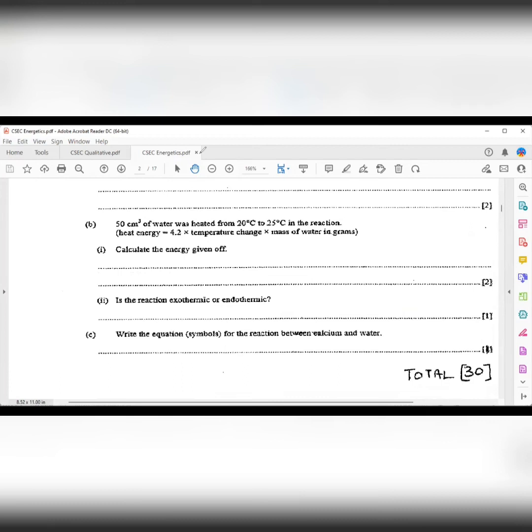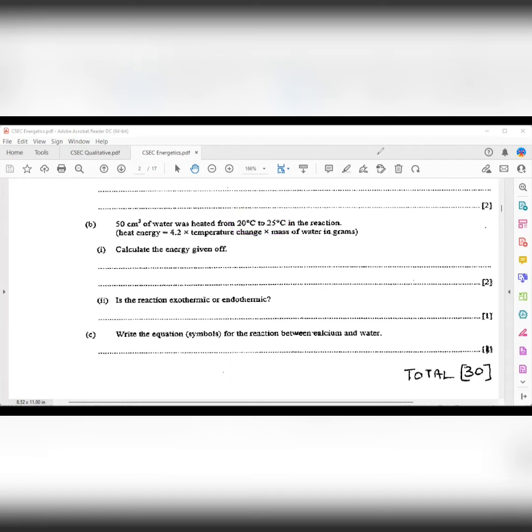Endothermic, sir. You think it's endothermic? All right. Unfortunately, you are incorrect. Now, the easiest way to determine if the reaction is endo or exothermic is to look at the temperature change. If the temperature increases, it is exothermic. If the temperature decreases, it is endothermic. Okay? Yes, sir. And that's it. So the temperature moved from 20 to 25, exothermic.